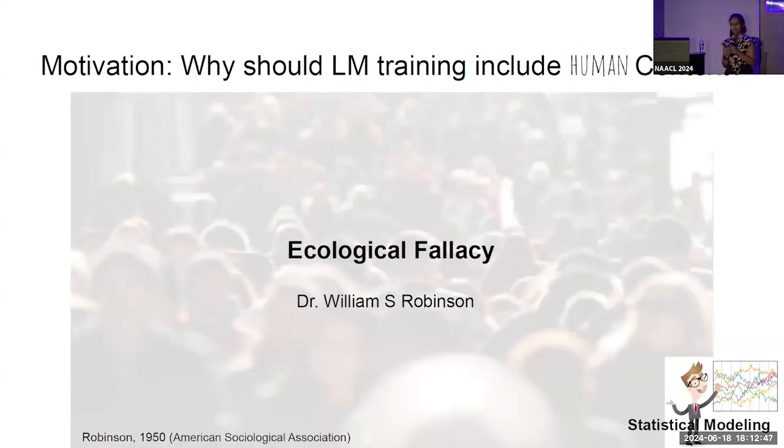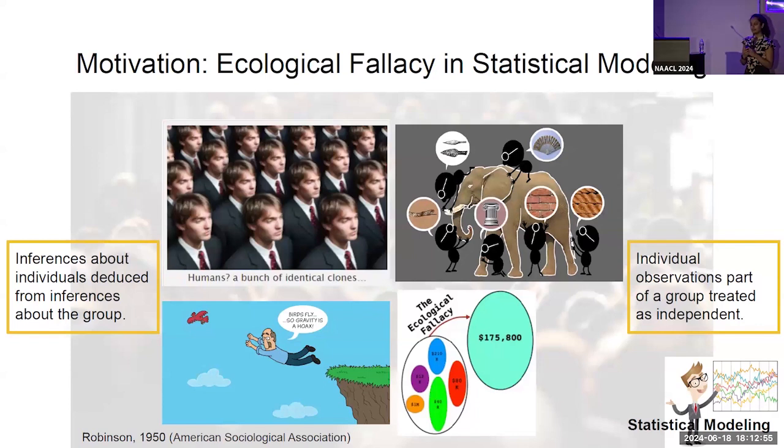In 1950, Dr. Robinson defined a phenomenon called ecological fallacy. It refers to the statistical error that results from the inferences about individuals deduced from inferences about the group, or when individual observations part of a group are treated as independent. For example, in the elephant and the blind men story, I'm not sure how many of you know this story, the blind men were asked to touch part of the elephant and describe the elephant. Each of them ended up with a very different description, as they were looking at individual observations of the elephant.